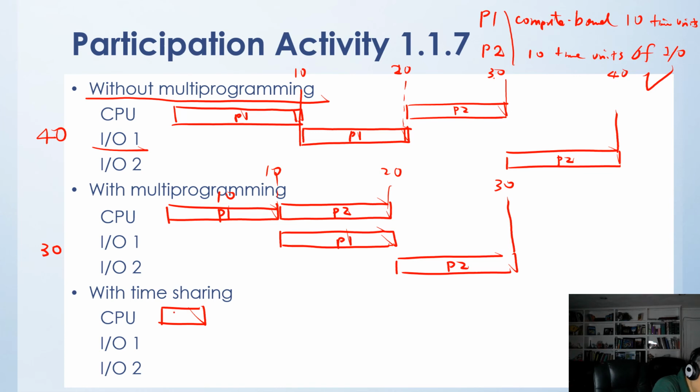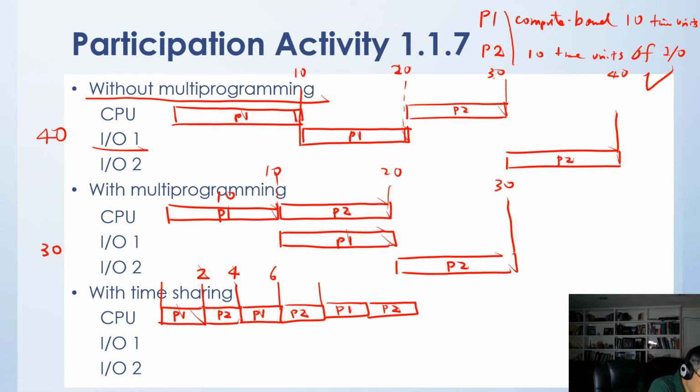Suppose P1 starts the CPU operation, and P1 runs for 2 time units. After 2 time units, P1 is kicked out, and P2 is loaded, also for 2 time units. So P2 completes the 4, and then P1 is back for another 2 time units. That's 6. P2, P1 again, P2.